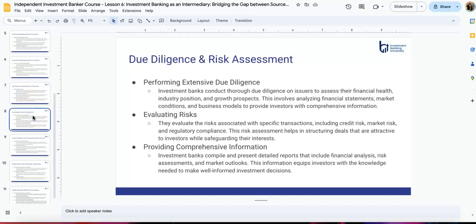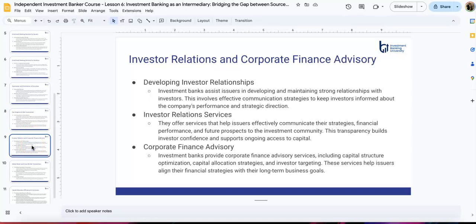In terms of due diligence and risk assessment, investment banks perform extensive due diligence on issuers to assess their financial health, industry position, and growth prospects. This involves analyzing financial statements, market conditions, business models, etc. In terms of evaluating risk, we're talking about credit risk, market risk, regulatory compliance, all of that good stuff. And in terms of providing comprehensive information, this includes financial analysis, risk assessment, market outlooks, and the like.